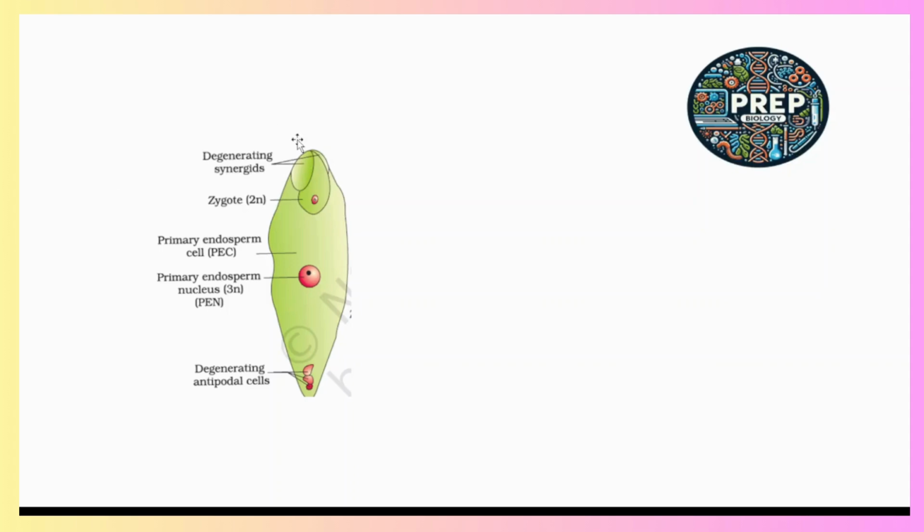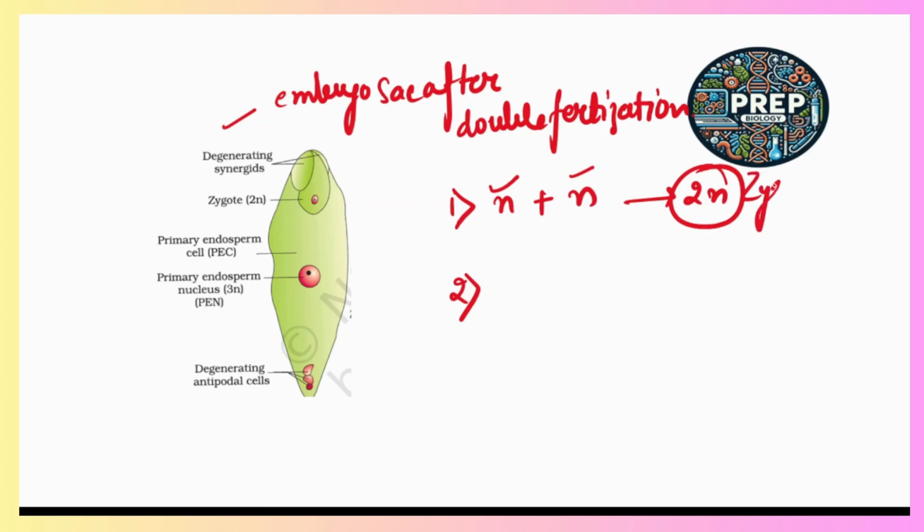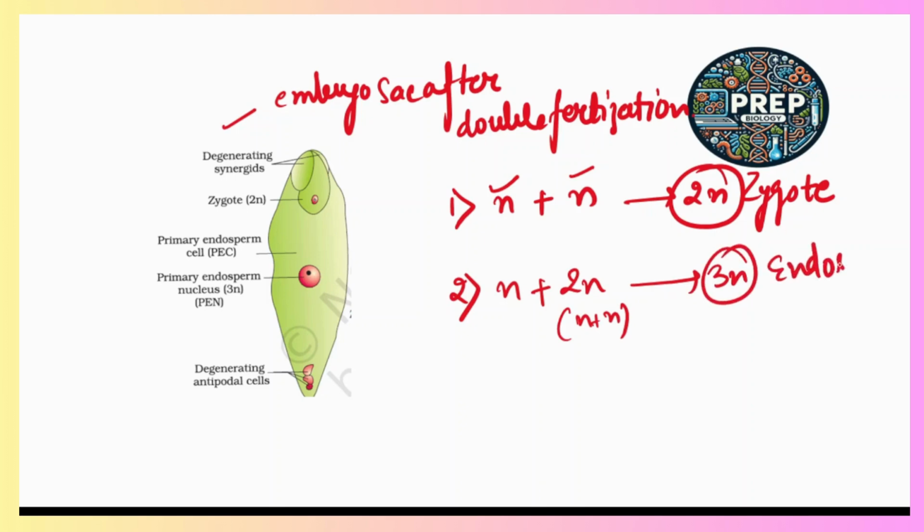If we see this diagram, this is the diagram of the embryo sac after double fertilization. We have the first fertilization and the second fertilization. First fertilization, N plus N: the male gamete fuses with the egg cell and forms the zygote, that is 2N, diploid in nature. The second fertilization takes place between the second male gamete and the two polar nuclei, N plus N, and forms the triploid structure, that is called the endosperm.